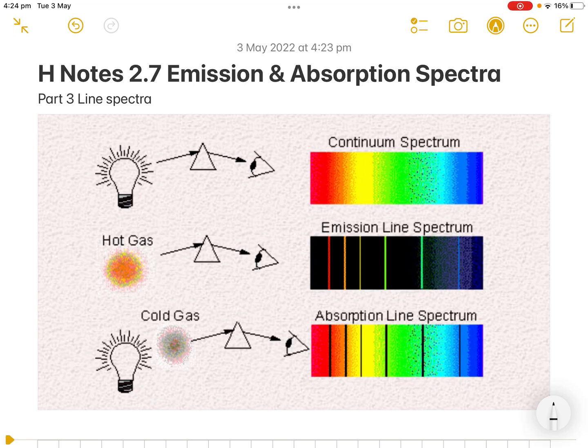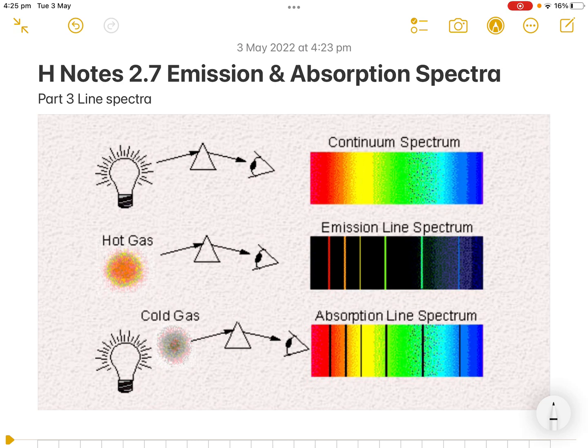Well, you can see in the top row of the diagram we have a white light source, in this case a lamp. It's emitting light which passes through a prism and is observed by the observer. Of course, all colours of the visible spectrum are emitted: red, orange, yellow, green, blue, indigo and violet, and all the colours in between. And what you see then is a continuous spectrum. It says continuum there, but we normally call it a continuous spectrum. Continuous because there are no gaps in it. All frequencies, that is, all wavelengths of visible light, are present.